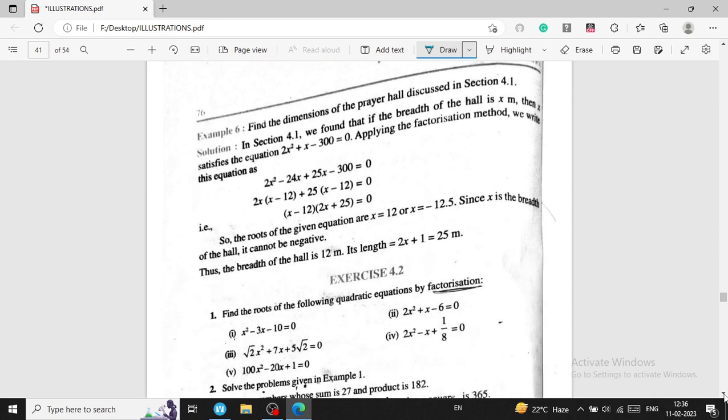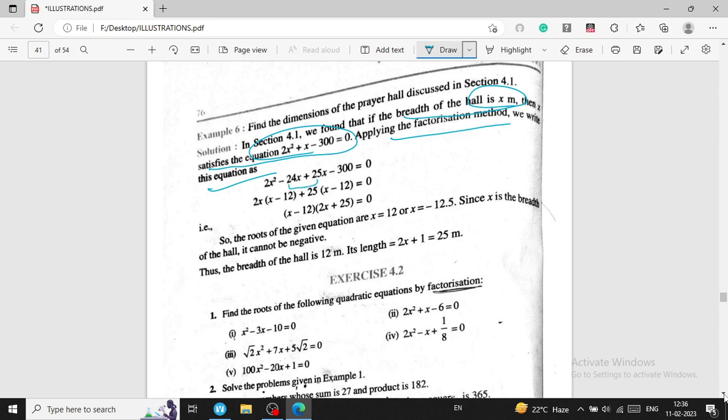Now the next question. In this question, they said we found out that if the breadth of the hall is x meter, then x satisfies this equation. Applying the factorization method, we write this equation. First of all, you have to apply the factorization method: 2x square minus 24x plus 25 minus 300.